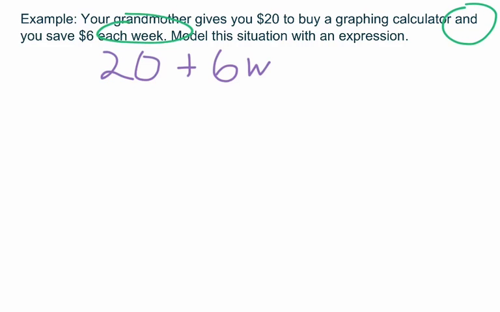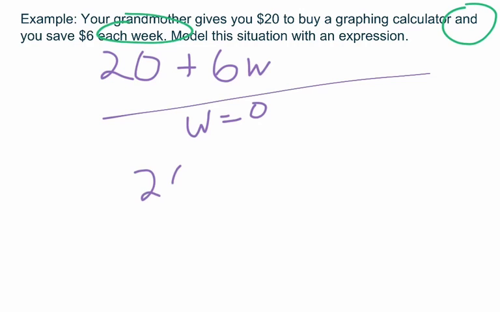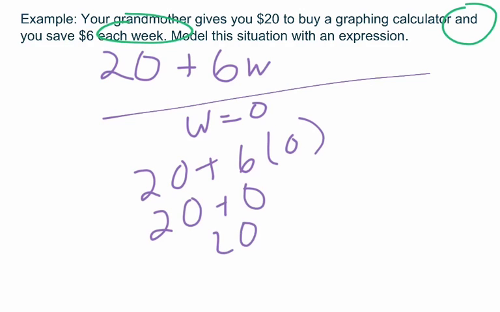So how this would work, okay? At week 0, so at the very beginning, you would plug in a 0 for the W. 6 times 0 is 0, and 20 plus 0 is 20. So you're starting with the $20.